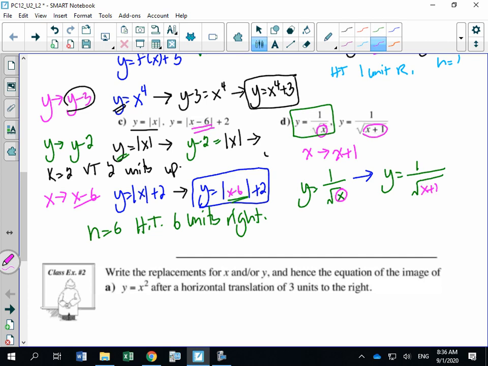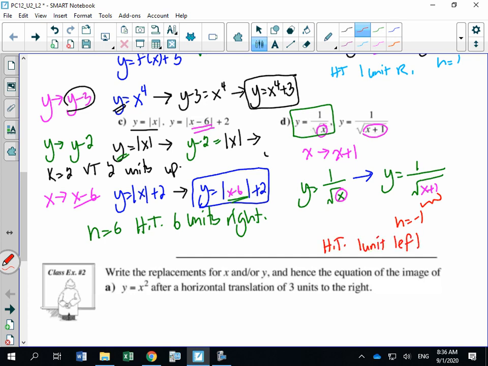plus 1. So I'm hoping you're getting used to the idea that this right now is within the function. So that's going to be an h value. So that is an h value, which is -1. So the parameter h is -1. That is a horizontal translation, 1 unit left.